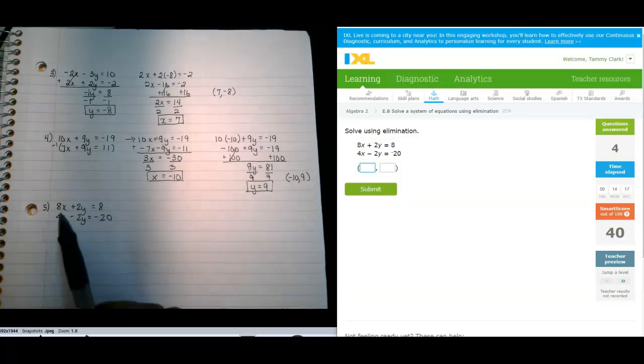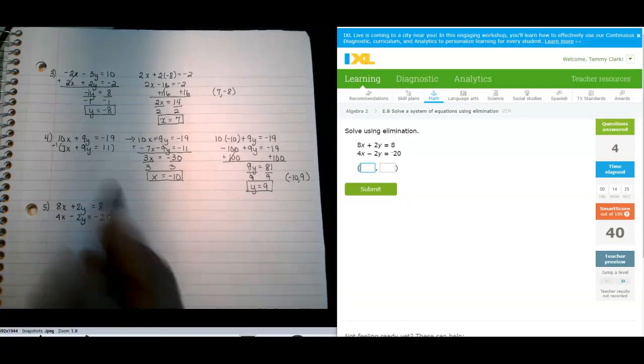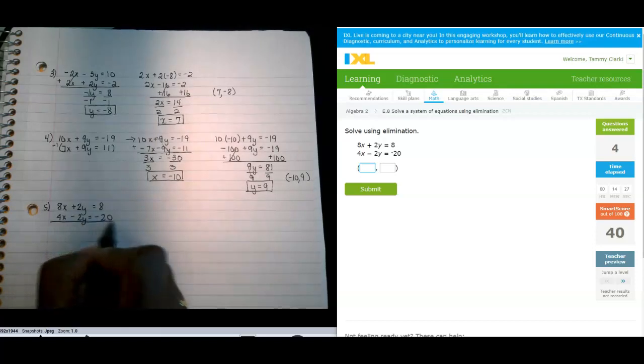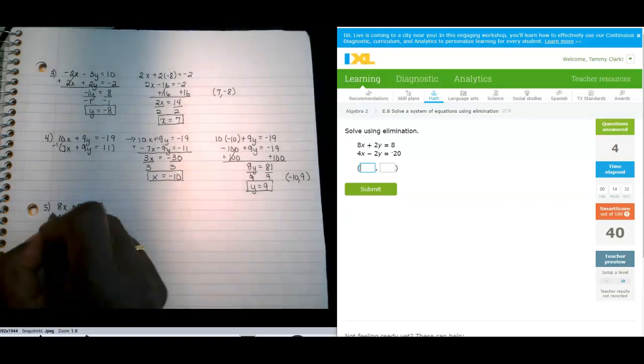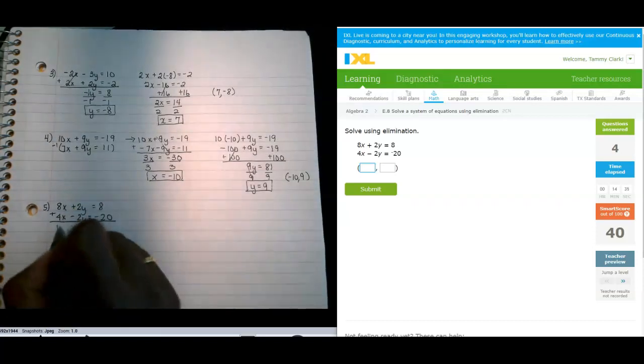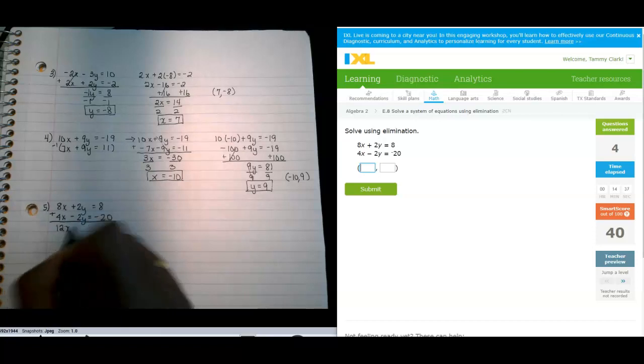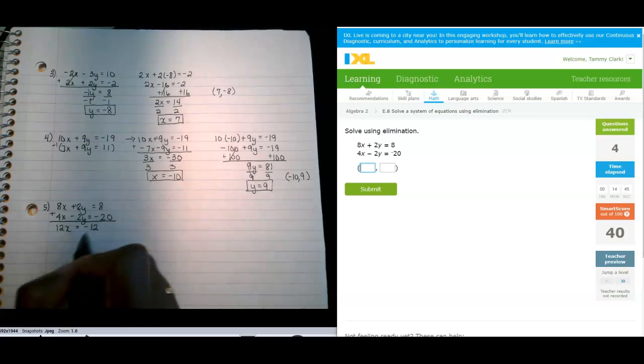Alright, in these two equations, we have 8x plus 2y equals 8, 4x minus 2y equals negative 20. Again, we're looking for where the coefficients are the same, which is the y term, and the signs are different, so we really don't have to do anything but add the two equations together. We get 12x, the two y's eliminate each other, and we've got negative 12. Divide by 12 on both sides of the equation. Therefore, x is equal to negative 1.